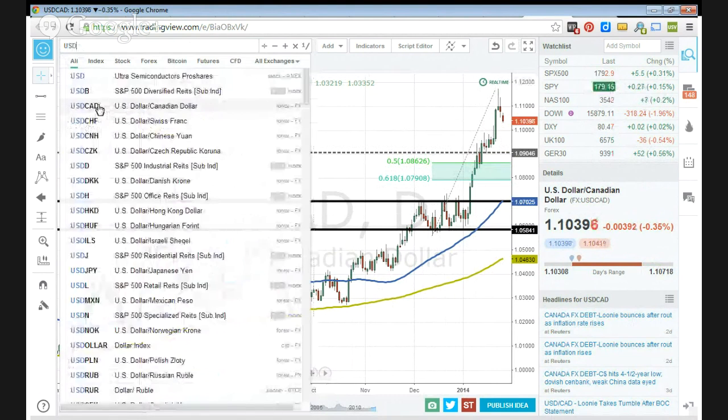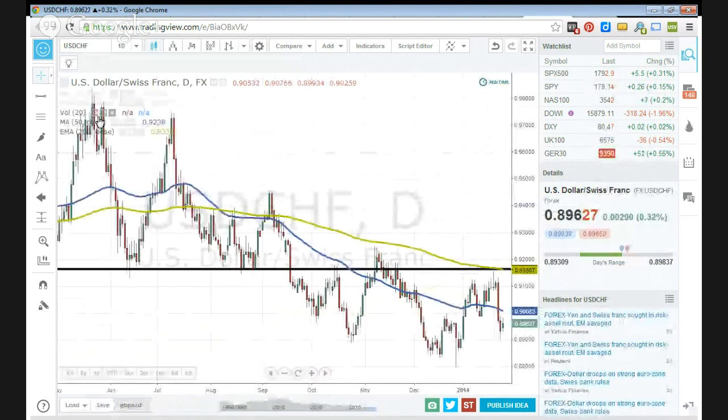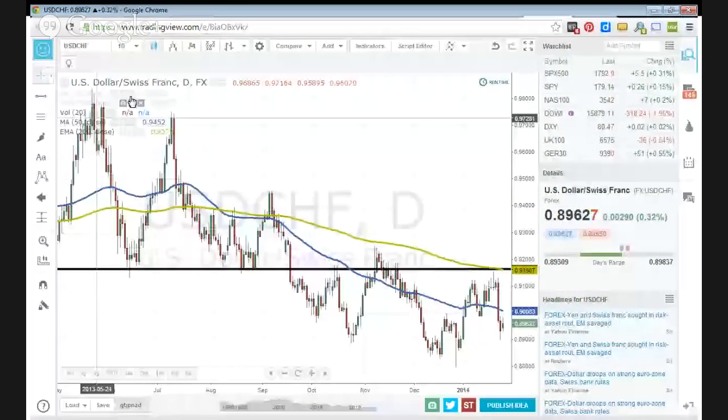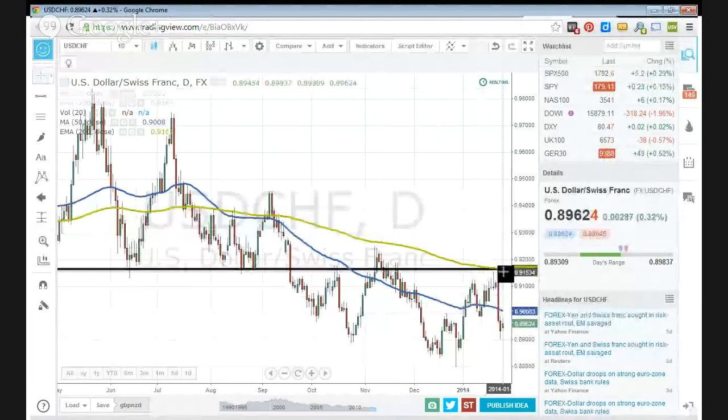Okay, so that's dollar Canada. Dollar Swiss, yeah, this is the same as the euro. Same as euro dollar. Still want to see it rally up to here, and that could be an interesting short then. Okay.